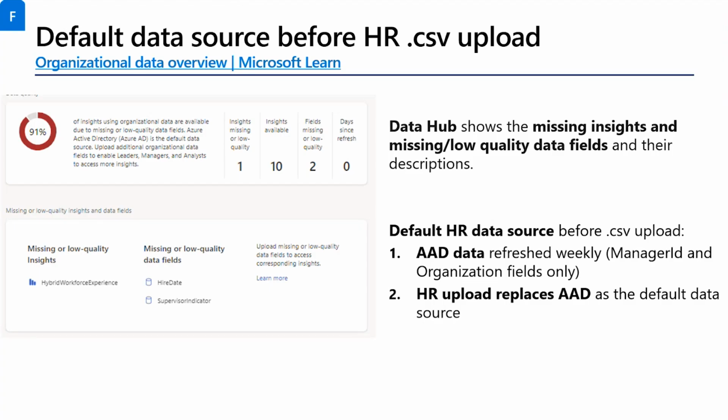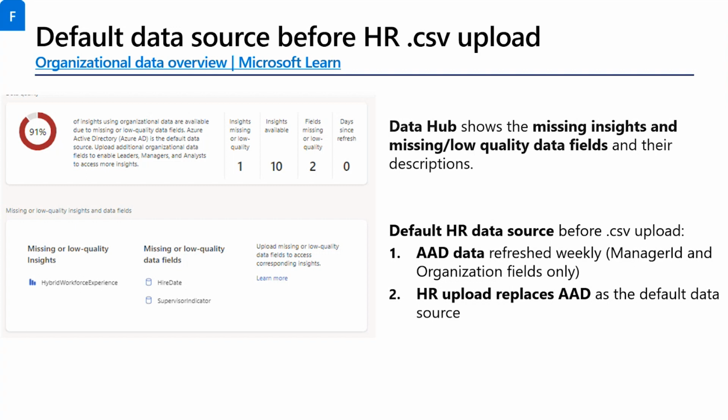So starting with the default data source, this is something that the Viva Insights admin role can access, right? This was the Insights admin interface in which they can manage organizational data. One of the pages here that an admin will see is the Data Hub page. And the Data Hub will show them missing insights and missing or low quality data fields and their descriptions. We built this to help our admins make sure they have the right data so that users can get the most out of Viva Insights.